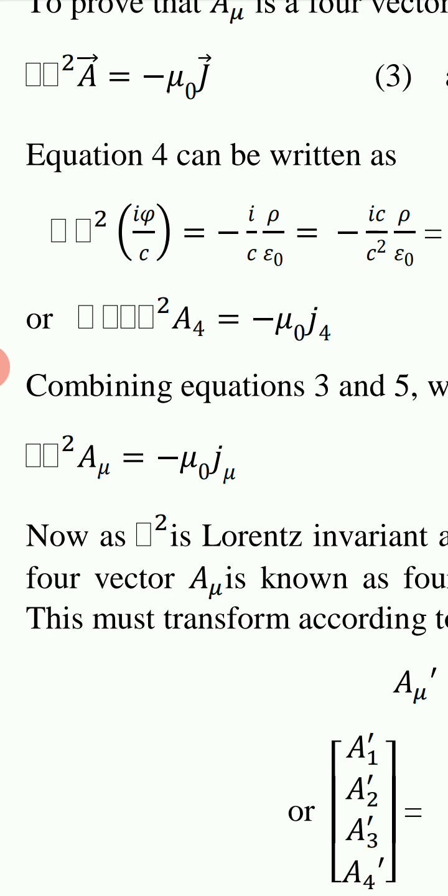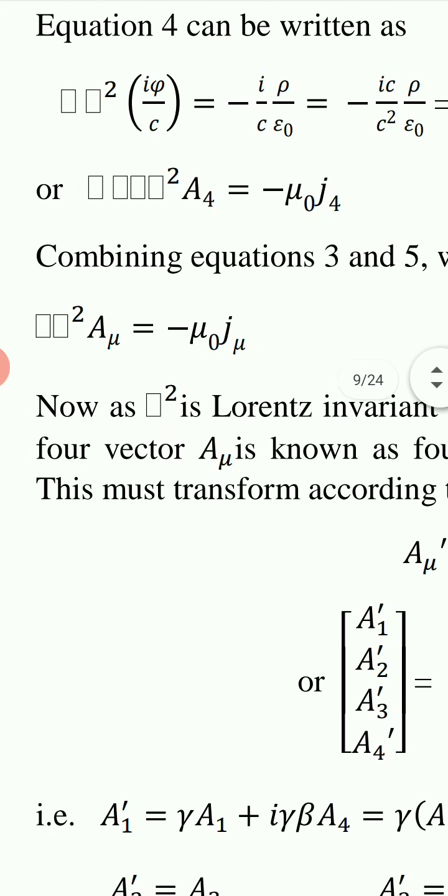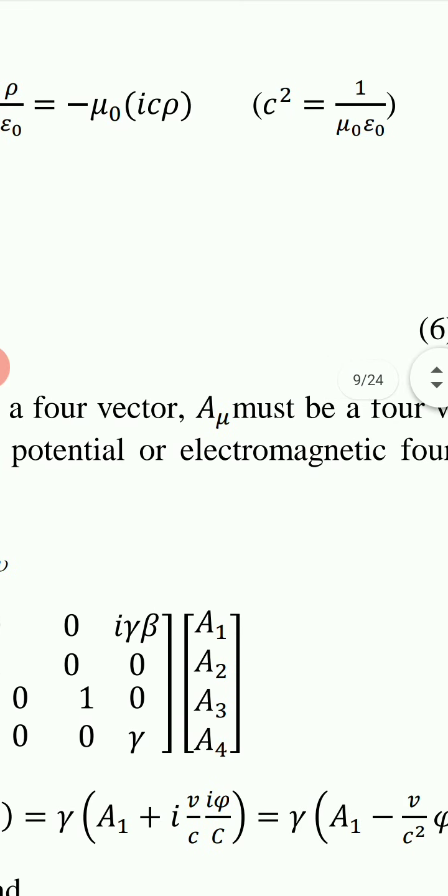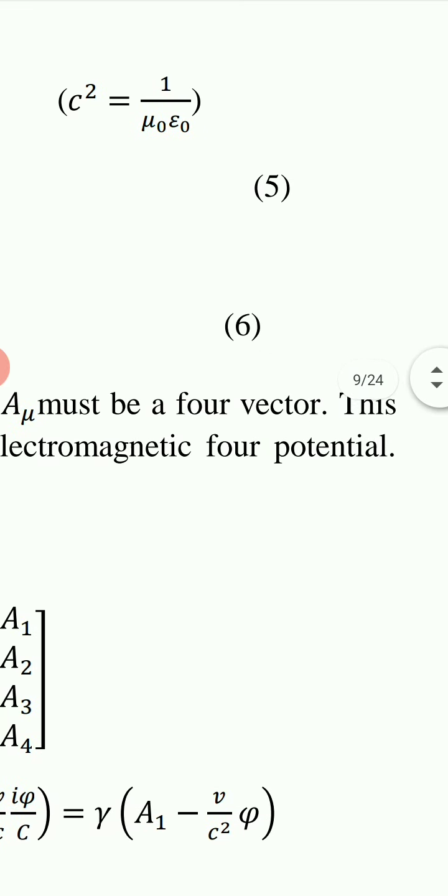As del square, which is D'Alembertian, is Lorentz invariant, and in right hand side J mu is current 4 vector, it is clear that A mu must be a 4 vector, and this 4 vector A mu is known as 4 vector potential or electromagnetic 4 potential.